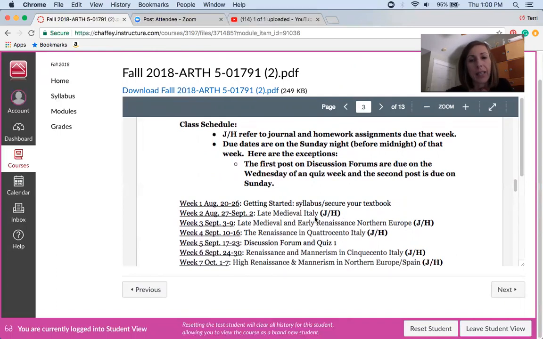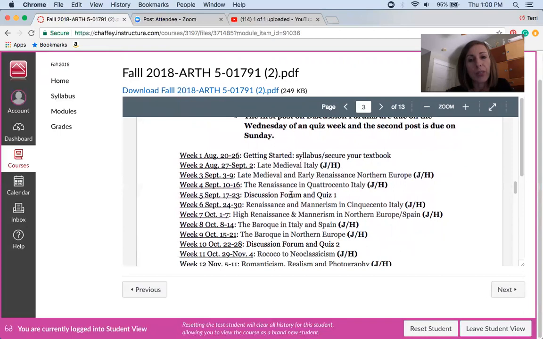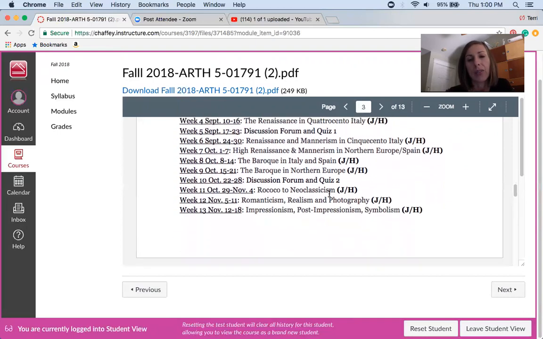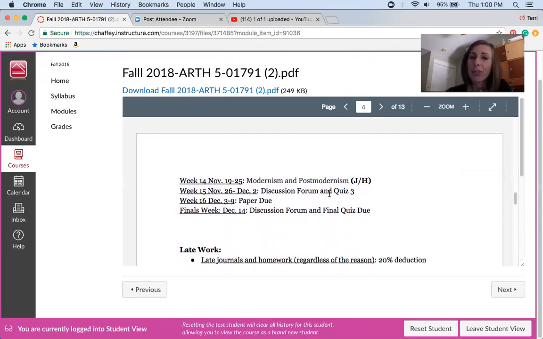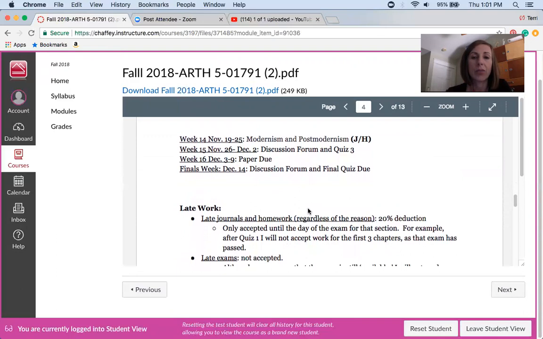That only changes when we do a quiz week. In a quiz week, there's a discussion forum due on Wednesday, just like that journal would be. And then there's the quiz, and that's due on Sunday. And this sort of follows our little pattern until we get to the end when the paper's due. There's just one thing due that week, and that's the 9th on Sunday. And then the final is on the 14th. And for that final, again, it's a quiz. So you have a discussion forum first, and then a final quiz.